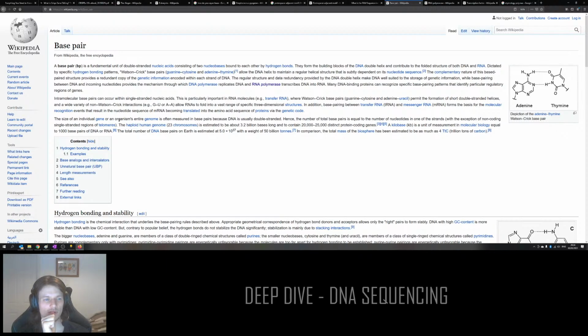The haploid human genome, 23 chromosomes, is estimated to be about 3.2 billion bases long and to contain 20k to 25k distinct protein coding genes. A kilobase is a unit of measurement in molecular biology equal to 1,000 base pairs of DNA or RNA. The total number of DNA base pairs on Earth is estimated at 5 times 10 to the 37 with a weight of 50 billion tons. Yikes. In comparison, the total mass of the biosphere has been estimated to be as much as 4 trillion tons of carbon. Okay.